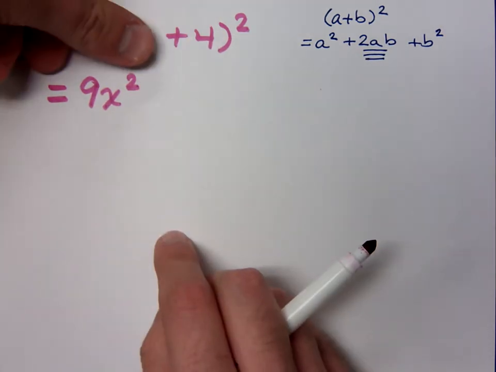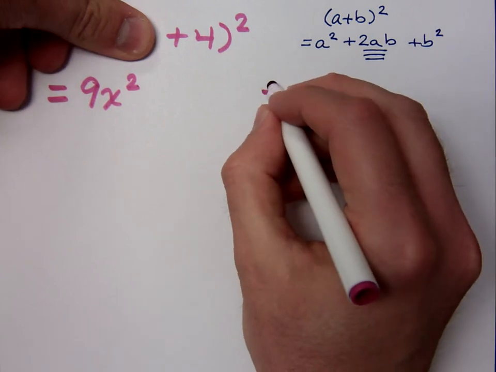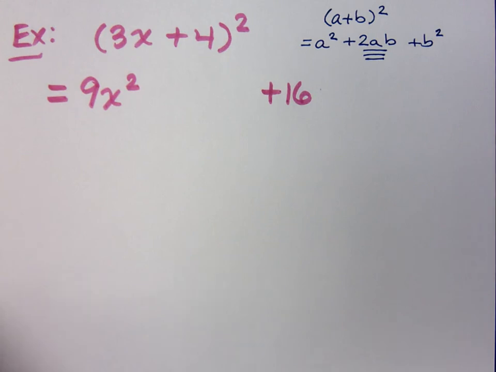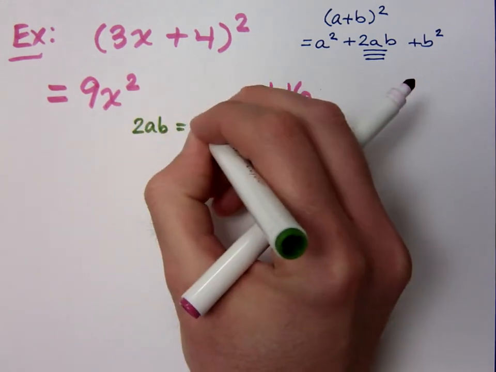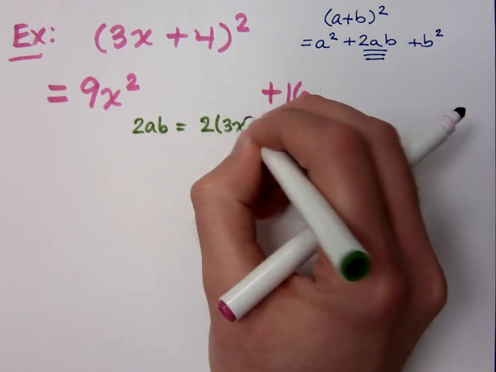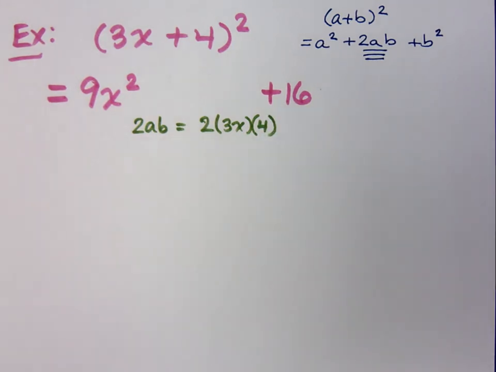Now the other part of the formula, the last part says you square the b. Square this last piece. What happens when you square that? 16. Now, I like to scratch out the middle part. So 2ab means 2 times, what's my a? 3x, and what's my b? 4. That's what the formula says.